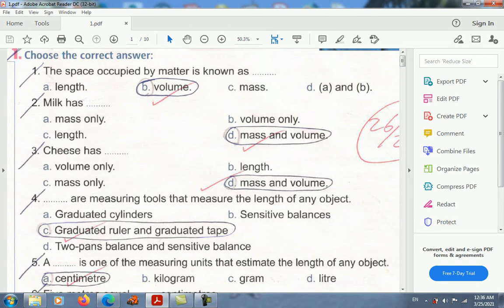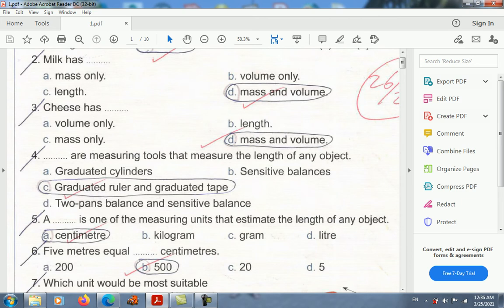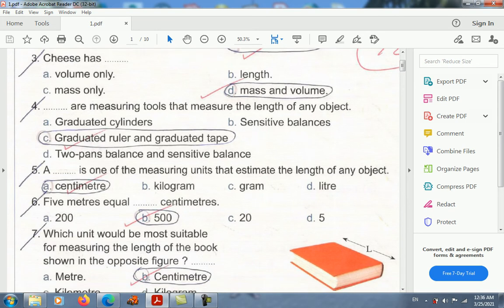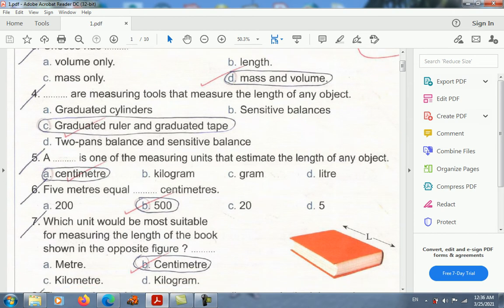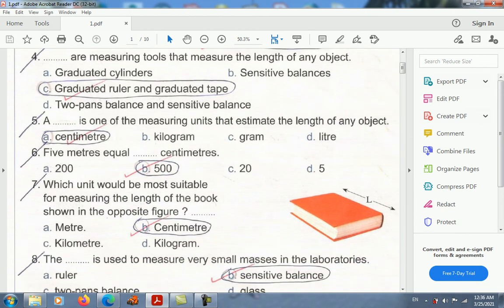Choose the correct answer. 1. The space occupied by matter is known as volume. 2. Milk has mass and volume. 3. Cheese has mass and volume. 4. Graduated ruler and graduated tape are measuring tools that measure the length of any object.